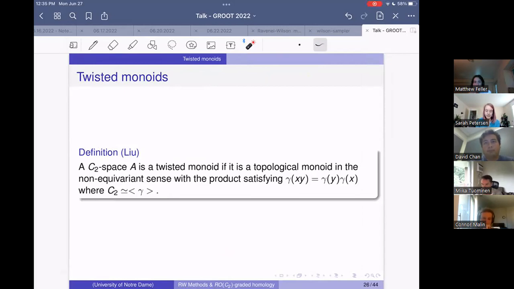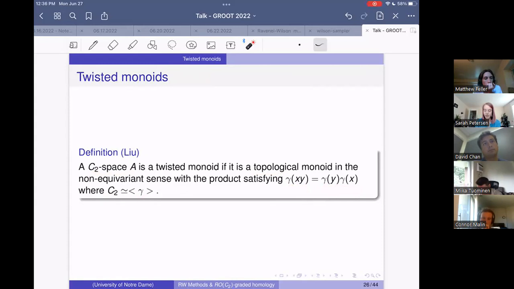So first, in order to talk about the twisted bar construction, we'll need a definition. We'll need to define the notion of a twisted monoid. So a C2 space A is a twisted monoid if it's a topological monoid in the non-equivariant sense, and it has this additional condition that if gamma is your generator of the group C2, gamma acting on a product XY is the same thing as gamma acting on Y times gamma acting on X.